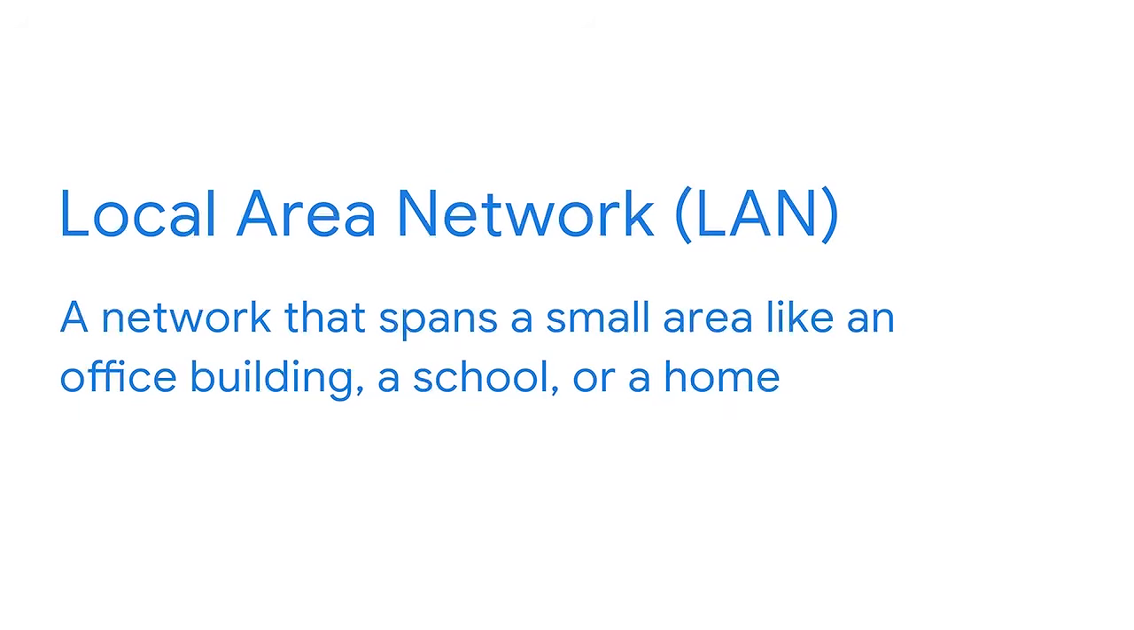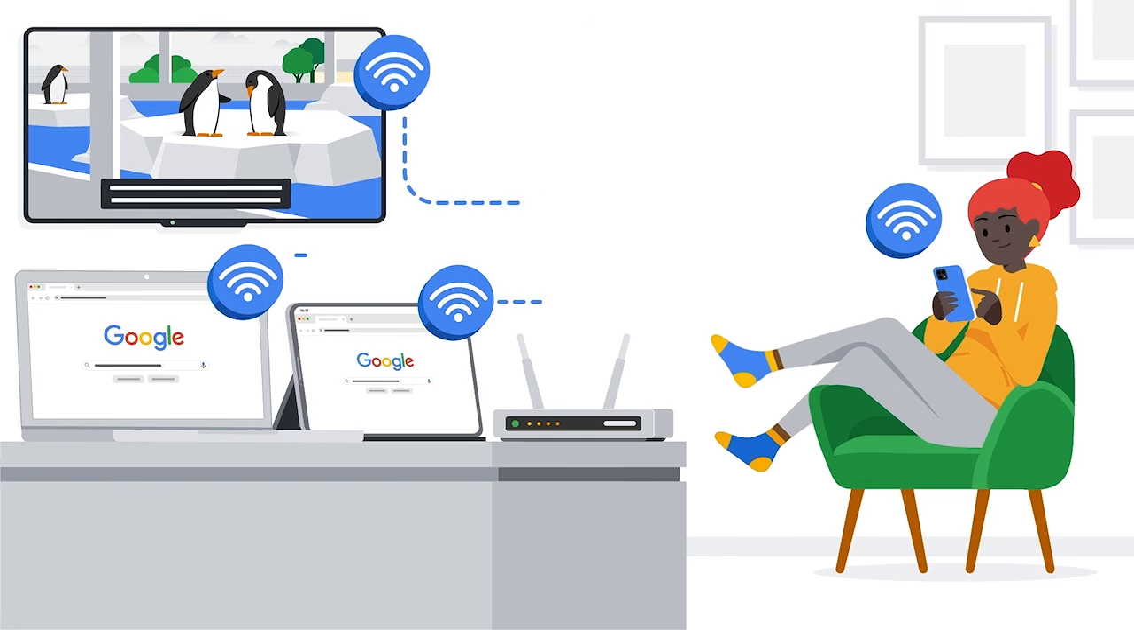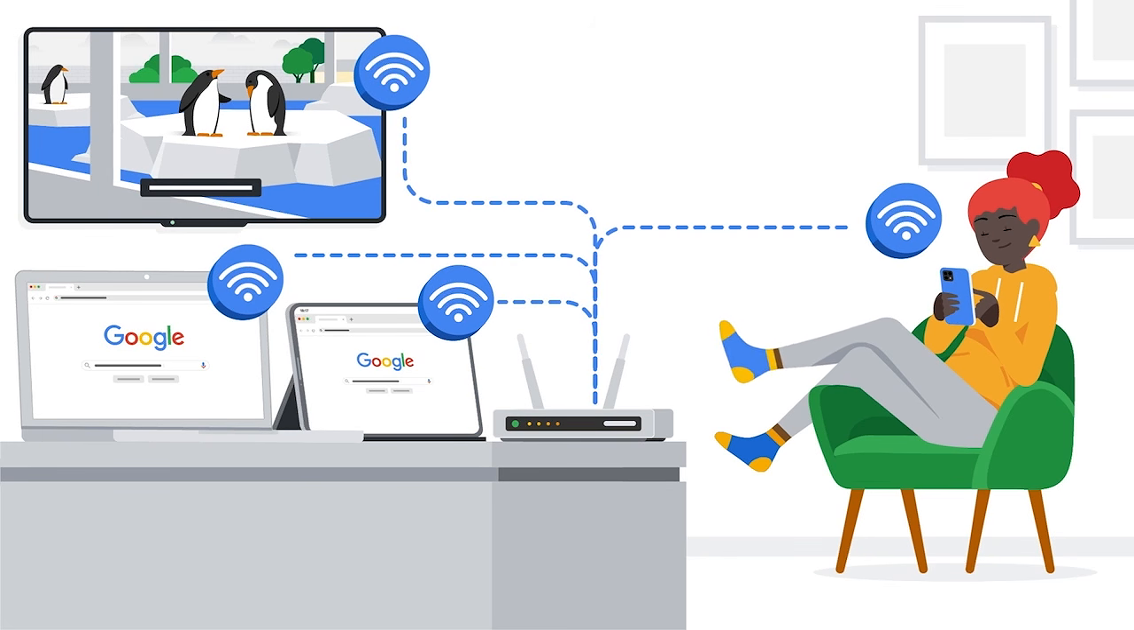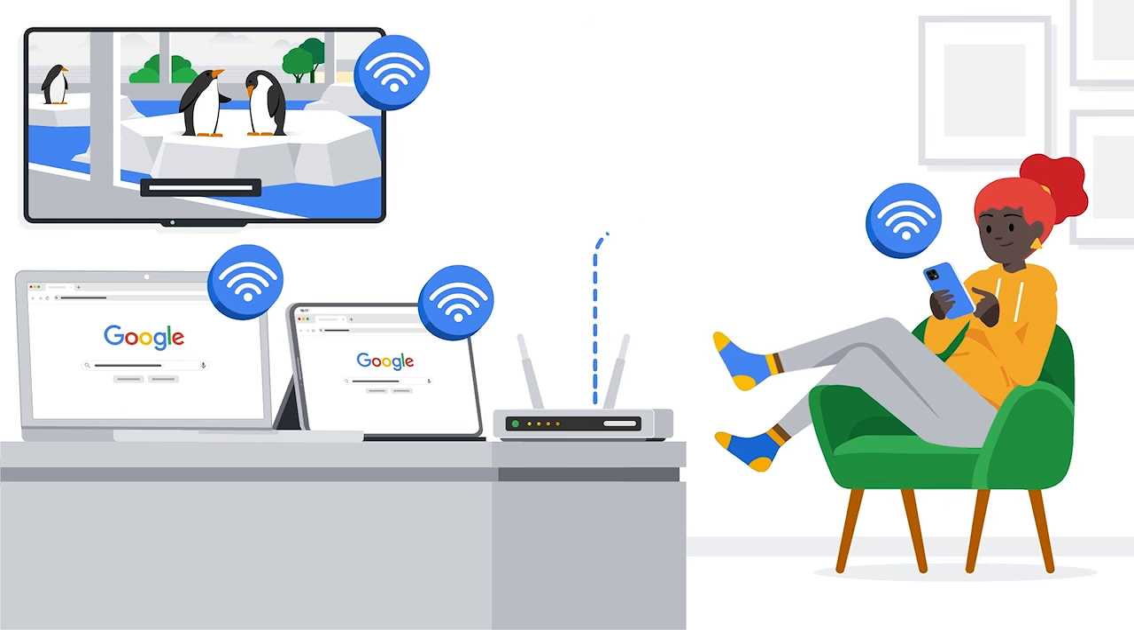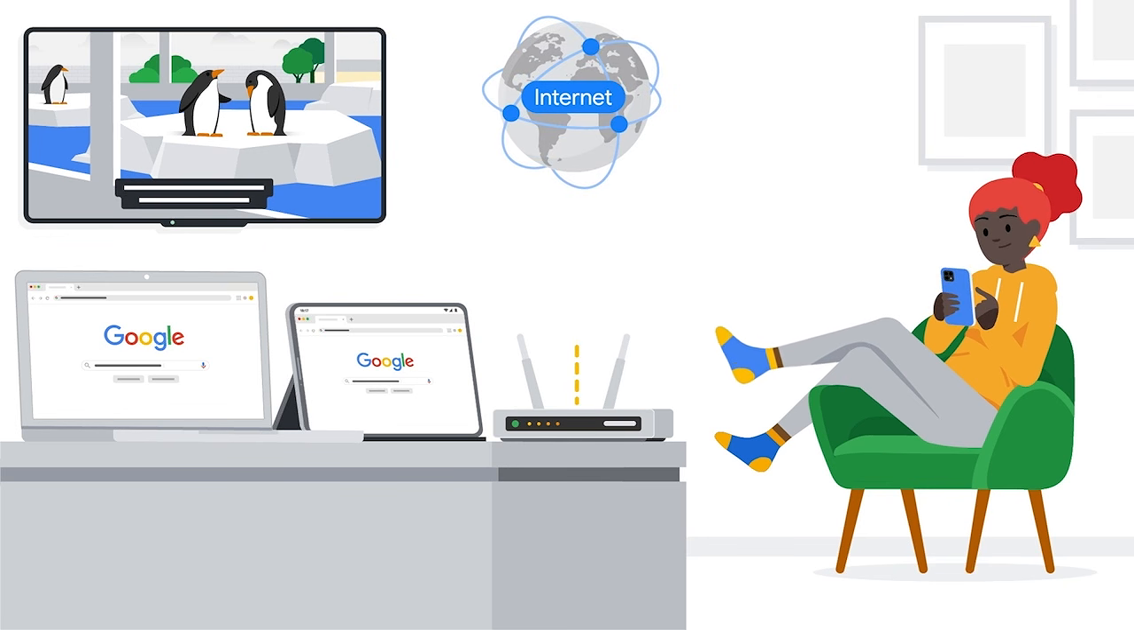Devices can communicate on two types of network: a local area network, also known as a LAN, and a wide area network, also known as a WAN. A local area network, or LAN, spans a small area like an office building, a school, or a home. For example, when a personal device like your cell phone or tablet connects to the Wi-Fi in your house, they form a LAN. The LAN then connects to the internet.